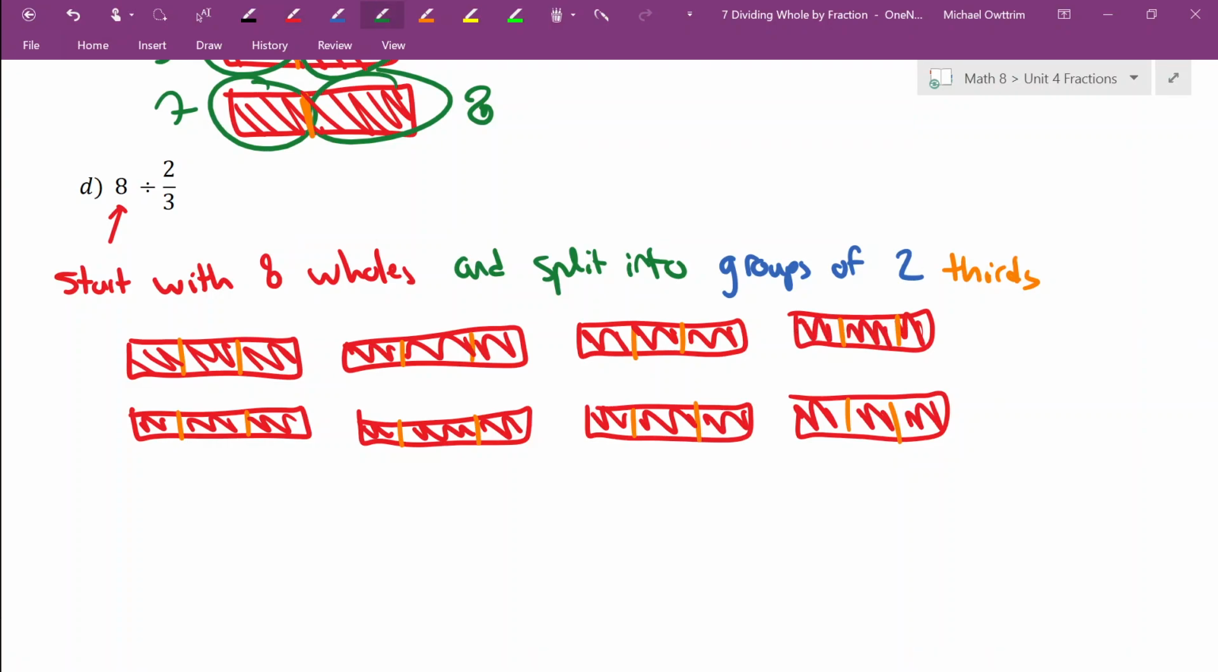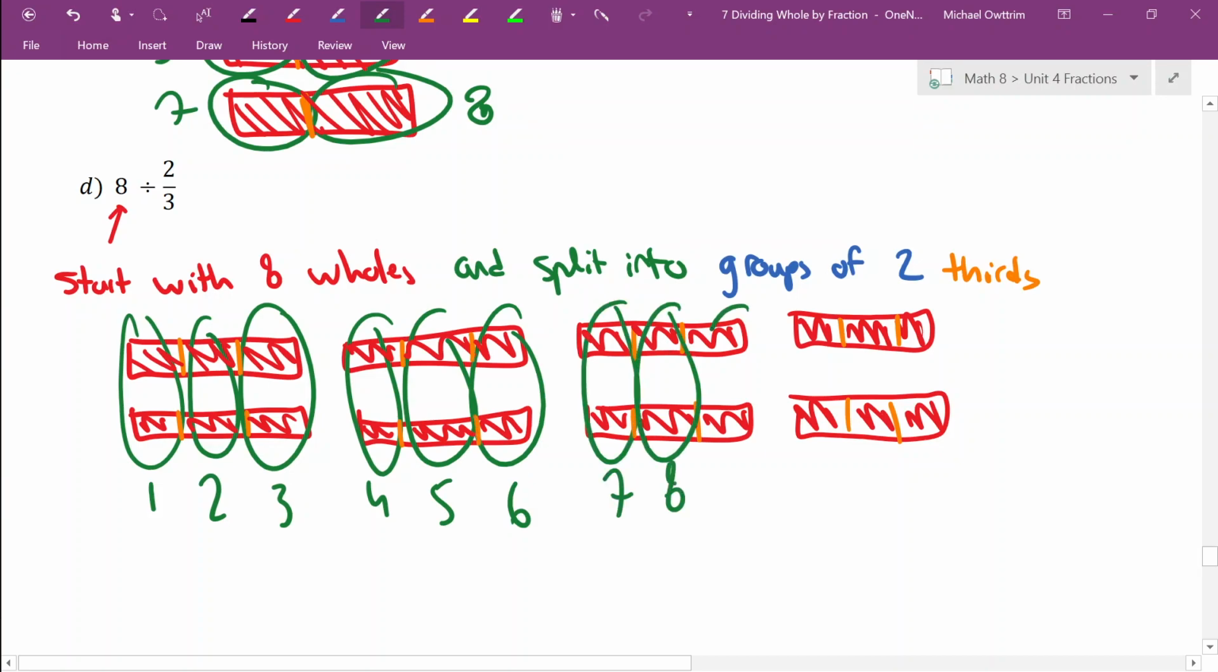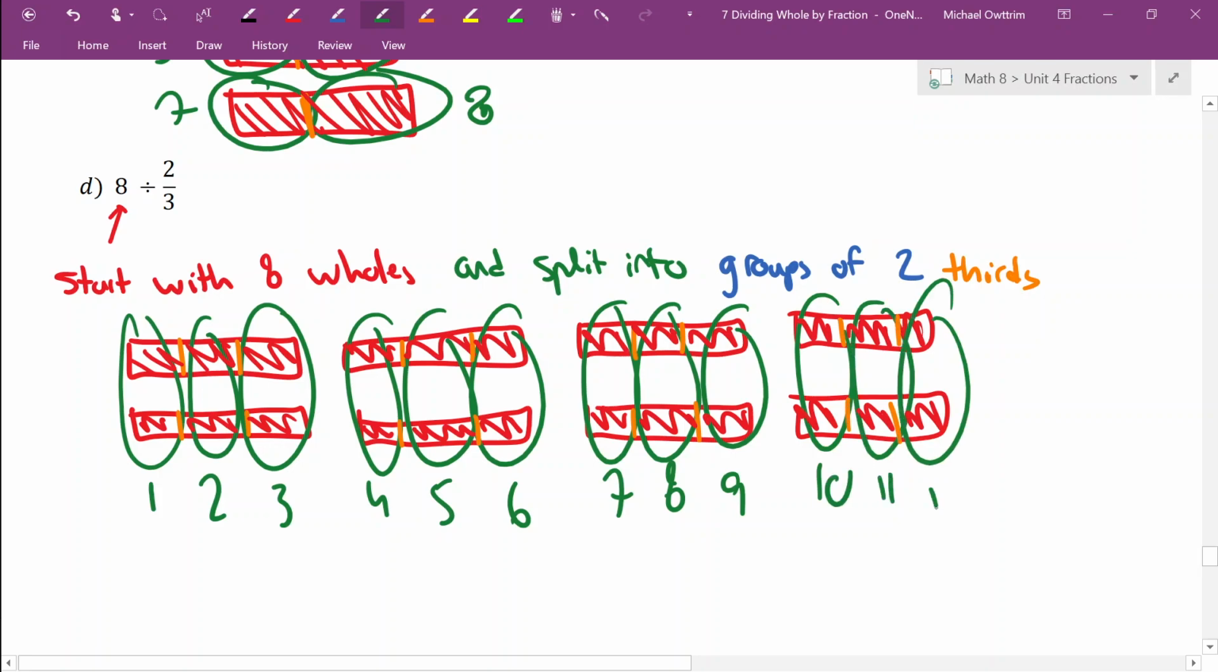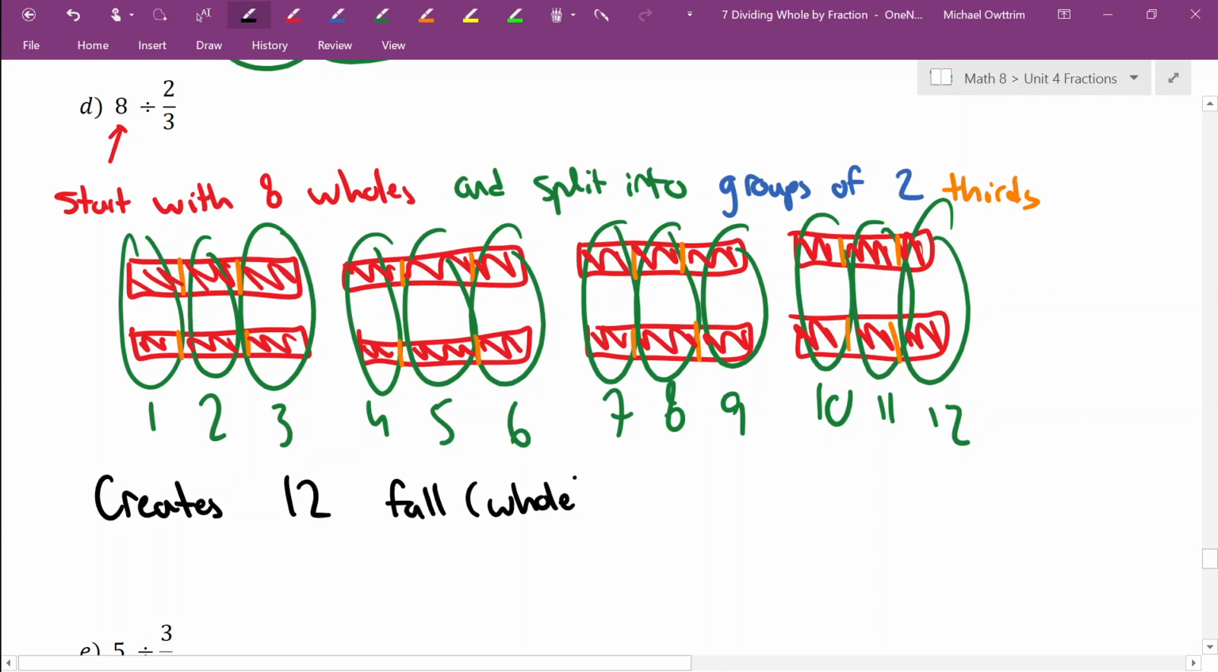Then we want to pair up any 2 pieces. So that's first group, second group, third group, fourth group, fifth group, sixth group, seventh group, eighth group, ninth group, 10, 11, 12 groups in total. And of course, those are full or whole groups. And we can say that our quotient here is 12.